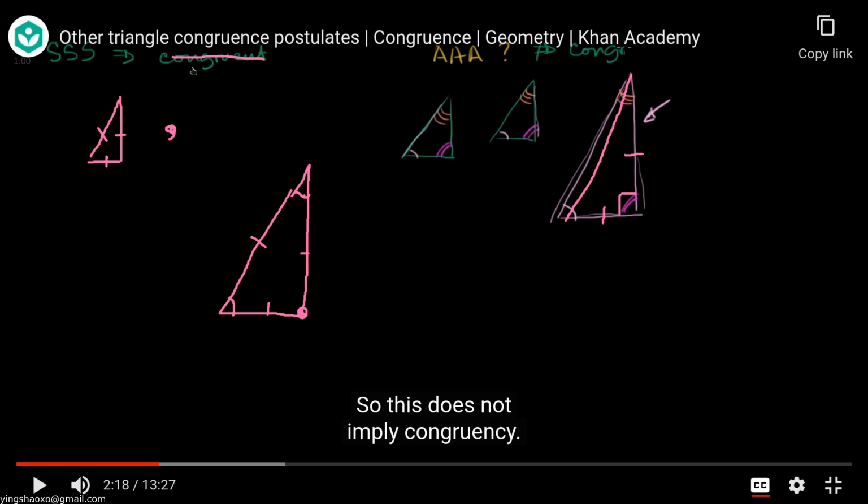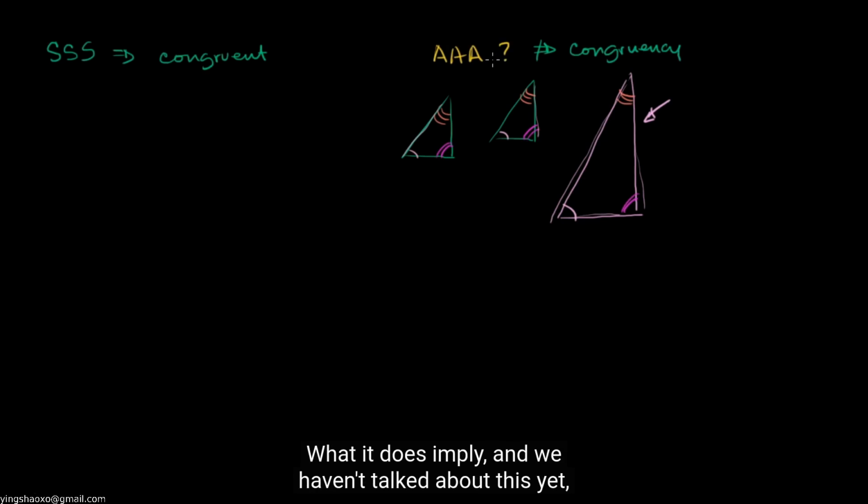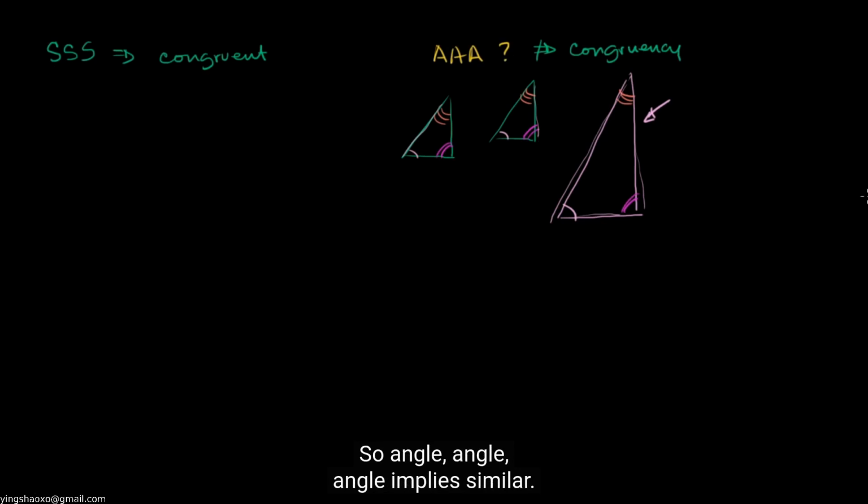So angle, angle, angle does not imply congruency. What it does imply, and we haven't talked about this yet, is that these are similar triangles. So angle, angle, angle implies similar. So let me write it over here. It implies similar triangles.